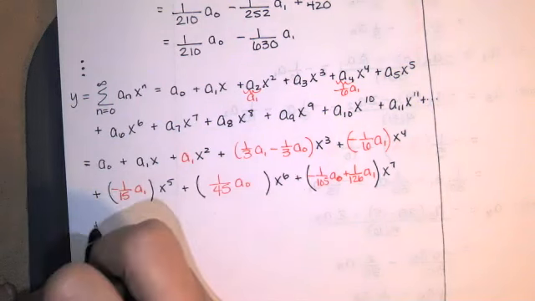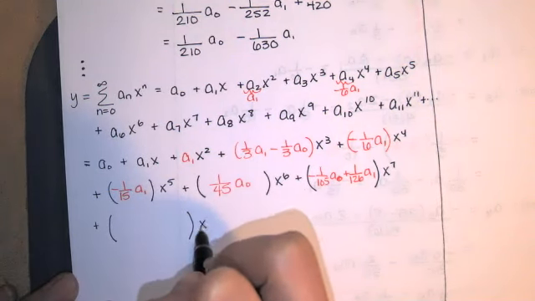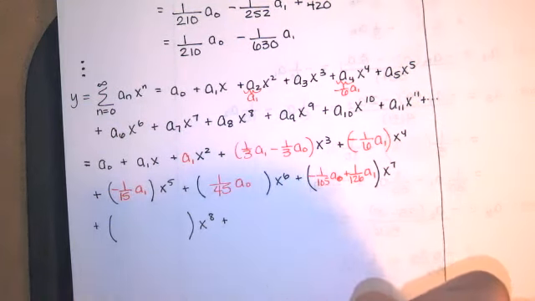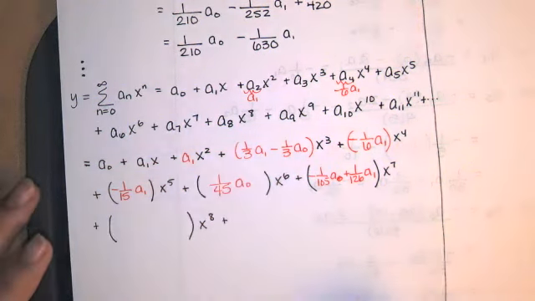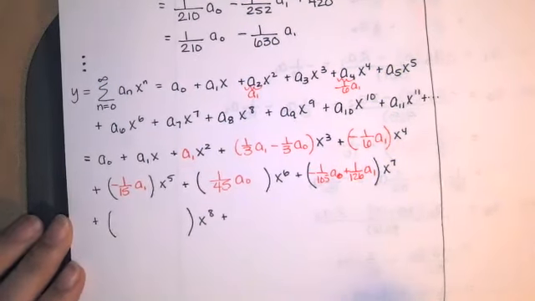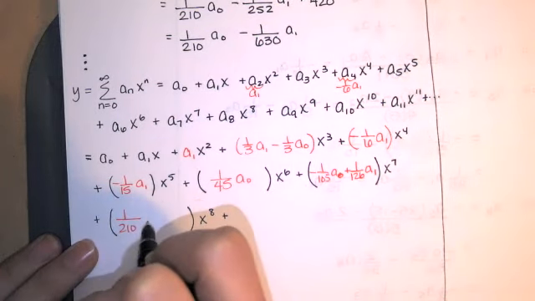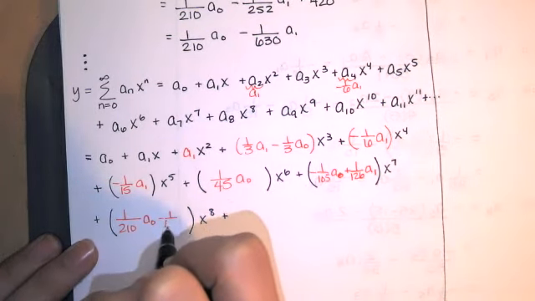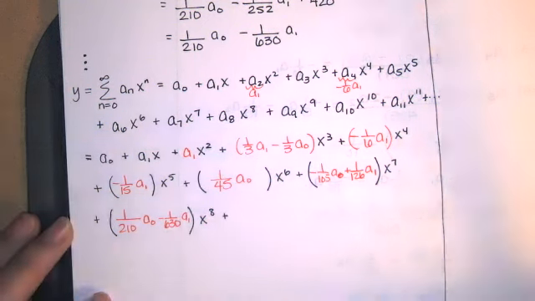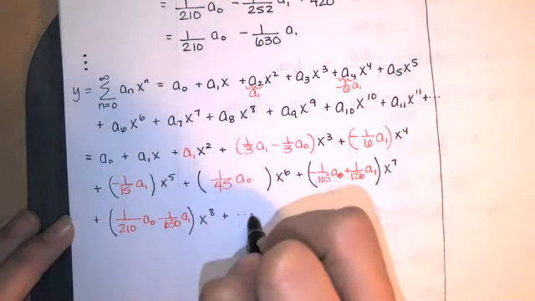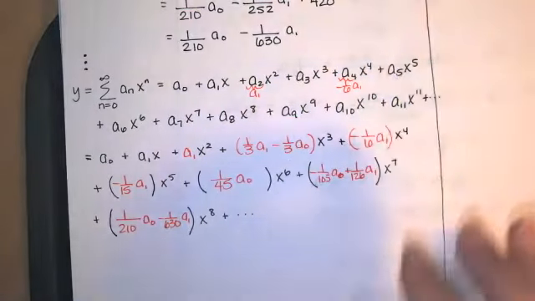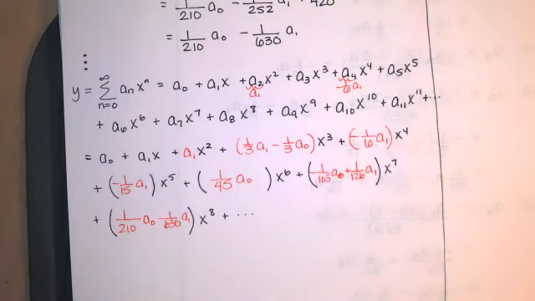And then we want the coefficient of x to the 8th. Which is this 1/210 times a sub 0 minus 1/630 times a sub 1. Plus the x to the 9th term, the x to the 10th term, the x to the 11th term, all the way on to infinity. Okay, now we were asked to find two linearly independent series solutions.